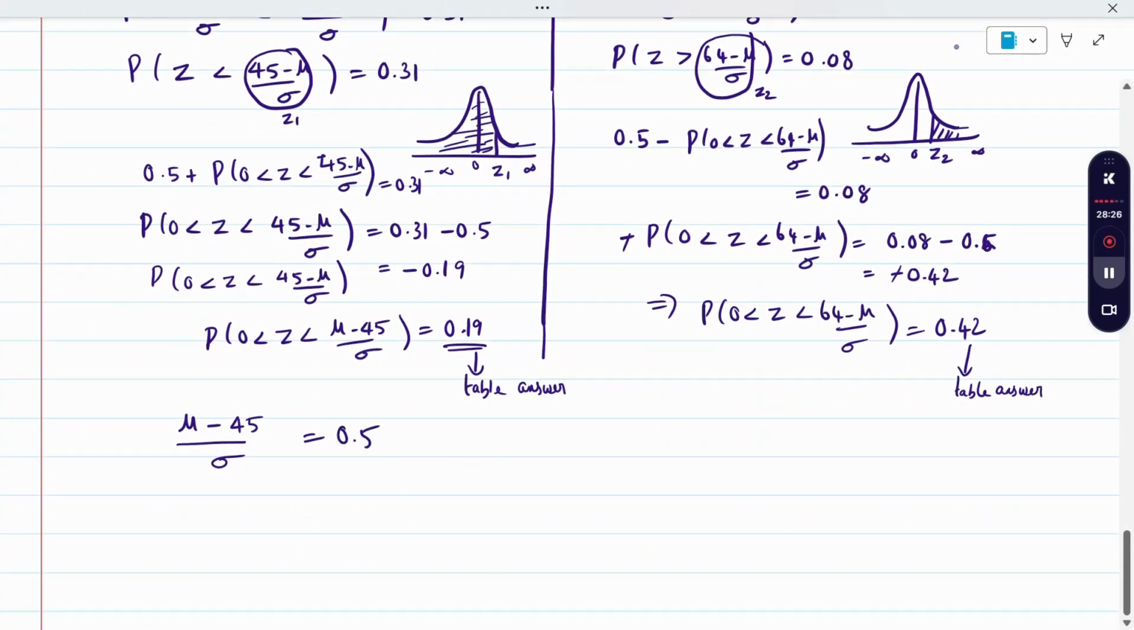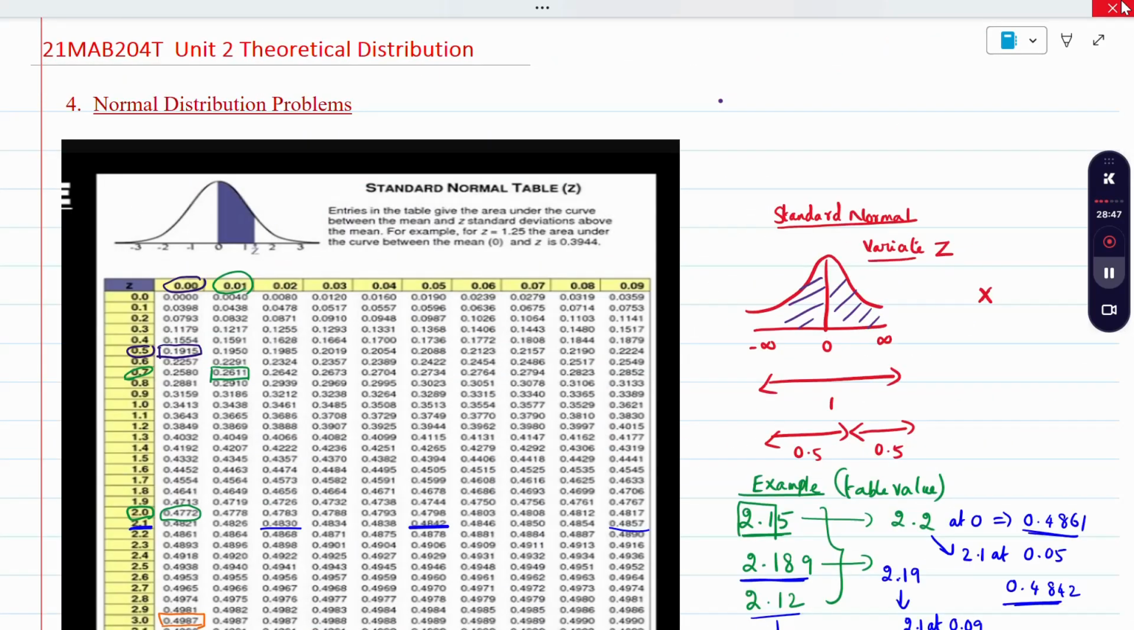Same way for the second, 0.42. It's nothing but (64 minus mu) divided by sigma equal to the corresponding table value. 0.42 we have to check in the table value. 0.42, when I check in the table value, I have to check the table value. 0.42, when I check it.